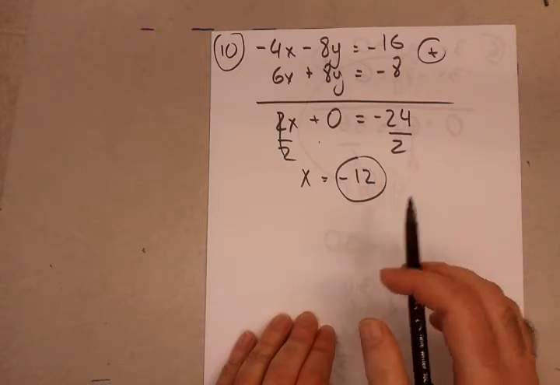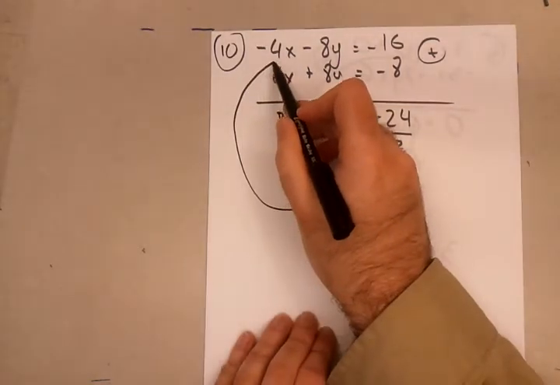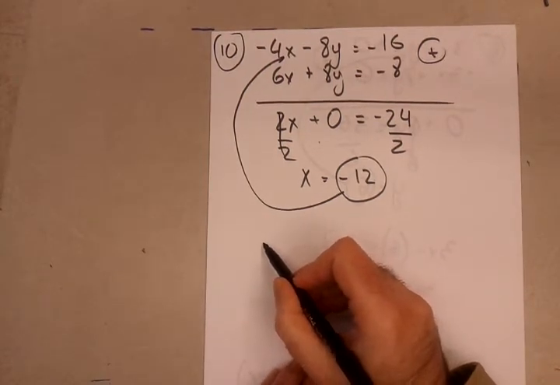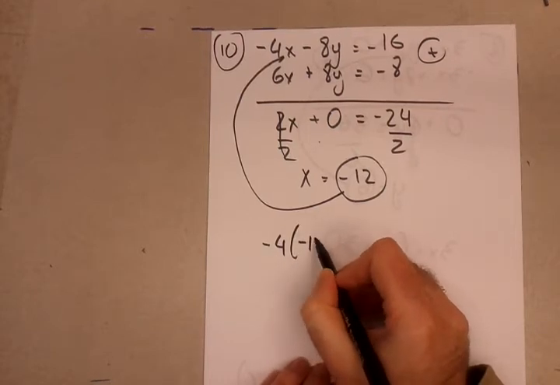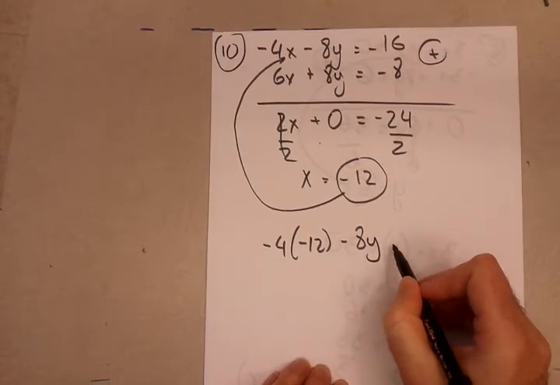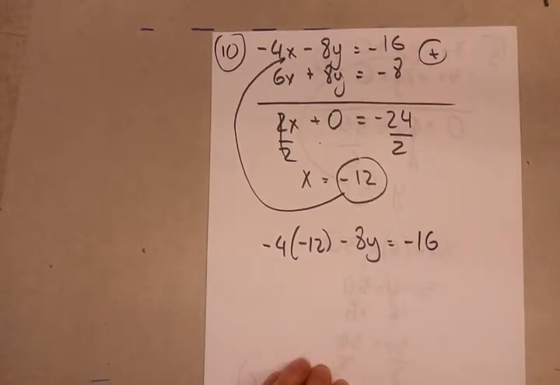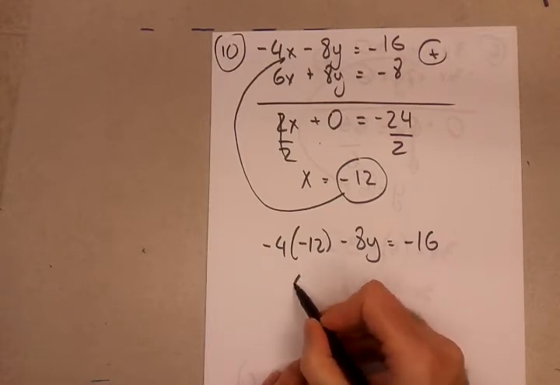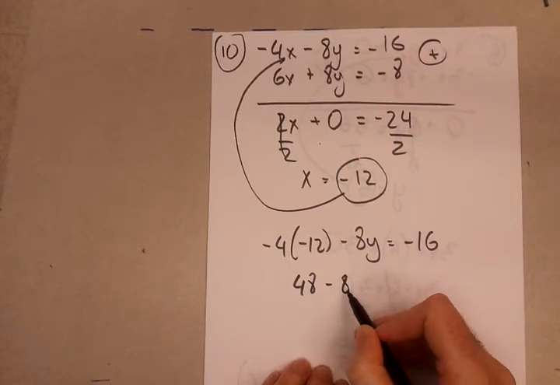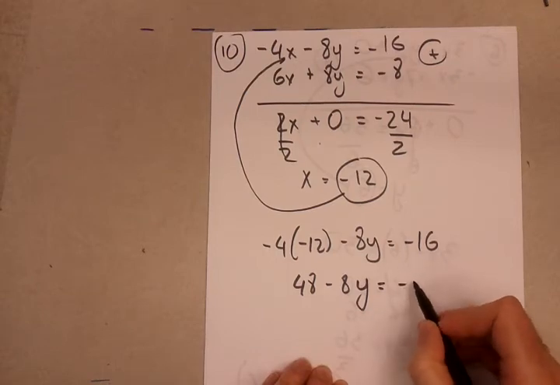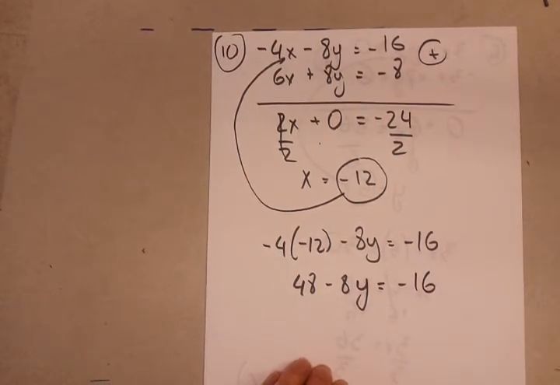I'm going to choose the top one, and you'll see why in just a second. Again, the bottom one would have worked just fine as well, but negative 4 times a negative 12 minus 8y. Actually, maybe the bottom one would have been better. Oh well, it makes no difference. Negative 4 times a negative 12 is going to be a positive 48 minus 8y. Yeah, the bottom one would have been a better choice, but I guess you see what happens when you choose the wrong one. It just creates a little bit more work for you, or the calculations are sometimes a little bit more difficult.